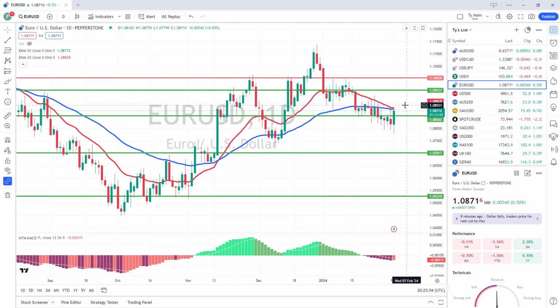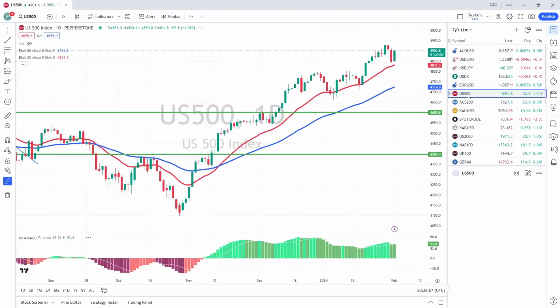But a close above the 109 or a close below the 108 on a daily would be a significant turning point, and we'd see that trend continue in either direction. So good trading on the euro, but you've really got to watch for that key break. And over to the S&P, look, no real surprises here. Obviously a big day today, around a 1% move up.